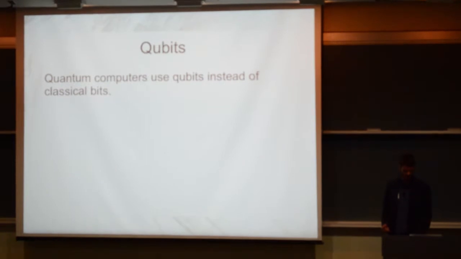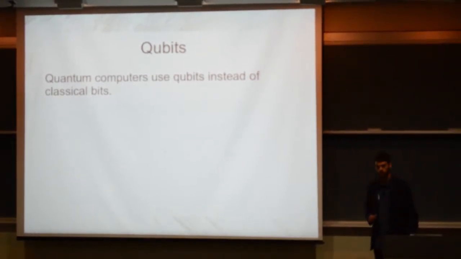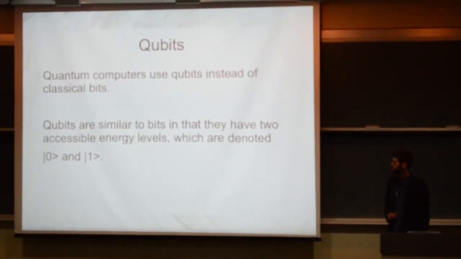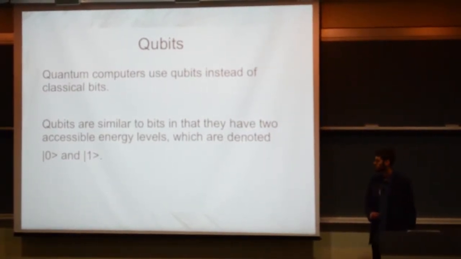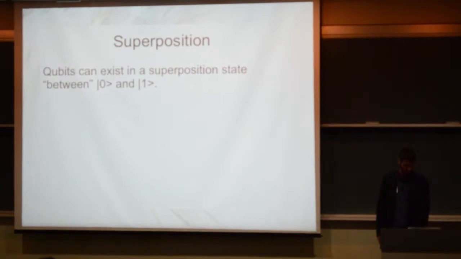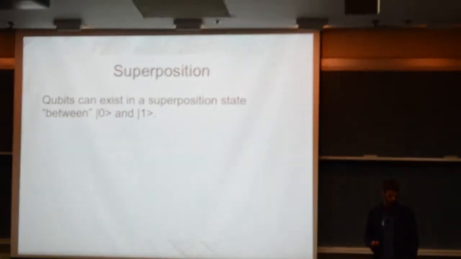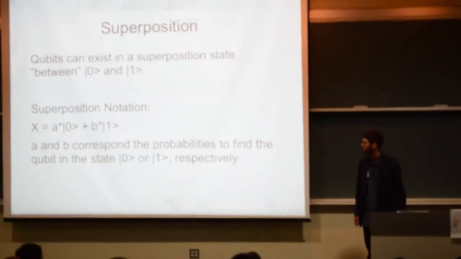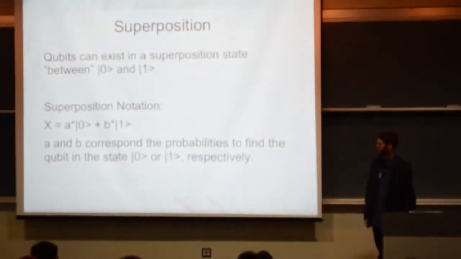Now, qubits are similar to bits in that they have 2 energy levels, which we denote 0 and 1. And the difference between a qubit and an ordinary bit is that it can exist in a superposition between 0 and 1. And this is the notation for that.